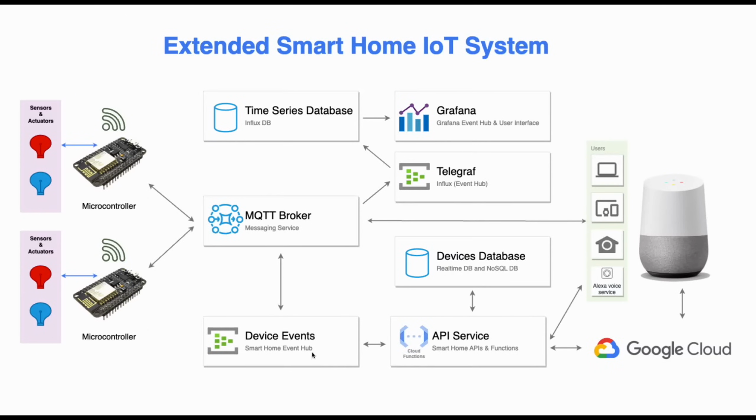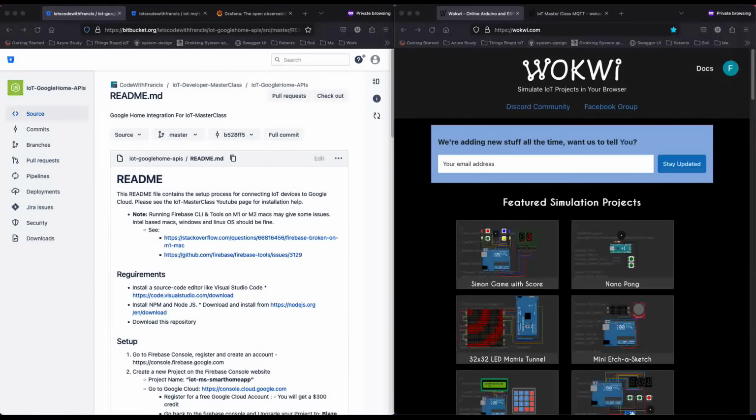So basically, we have this API service, which is essentially a Firebase function, and we will go through how to set up your Firebase to be able to talk to Google Cloud and send commands from your Firebase APIs or Firebase functions through Google Cloud to your smart home device and make some connections there. That's what we're going to try to do in this video.